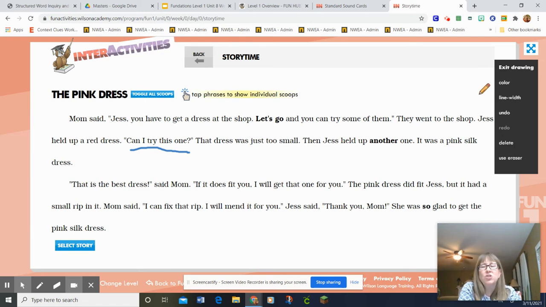That's right. It's Jess. Jess, the little girl, is the one who's saying it because she's holding up a dress. It's telling us she's holding it up. So she's the one saying, can I try this? Right? Awesome job. Now down here is one that says, Jess said, and then it says what she says, right? Thank you, mom. Good job.